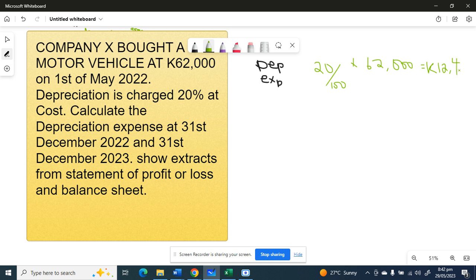Now, this company bought this car on the 1st of May. All right, and we want the depreciation expense at 31st December 2022. So from 1st May to 31st December 2022, how many months do we have? May, June, July, August, September, October, November, December. We have 8 months.